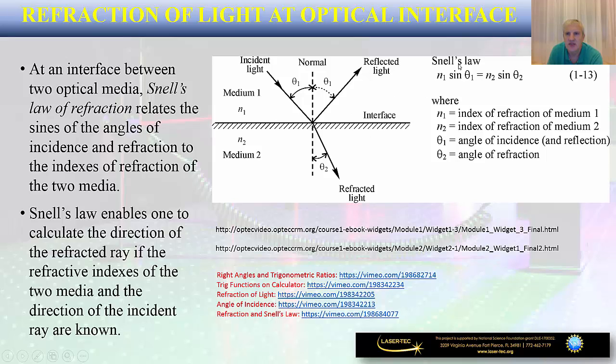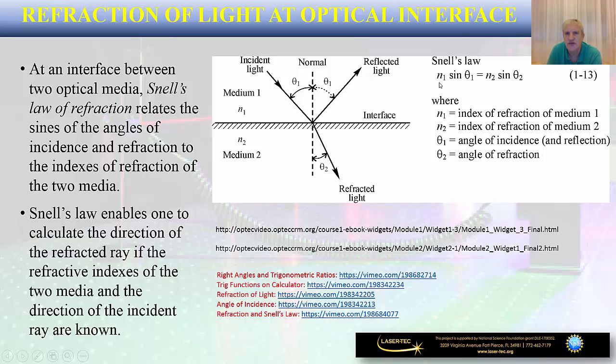The formula that represents Snell's law is given here in the top right hand corner. N1 times sine of angle theta 1 is equal to N2 times sine of angle theta 2. So let's try to decipher what is in this equation. What you see on the left hand side of the equation is everything that pertains to the first medium, or the medium from which the light originates, and what's on the right hand side is everything that pertains to the second medium, or the medium into which the light is going to get refracted.